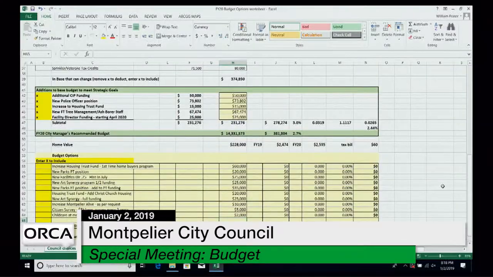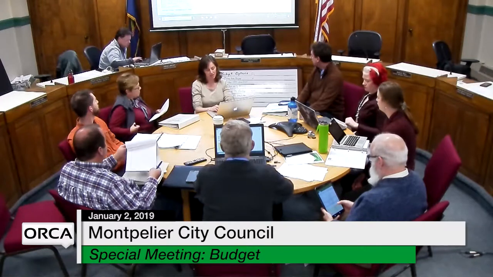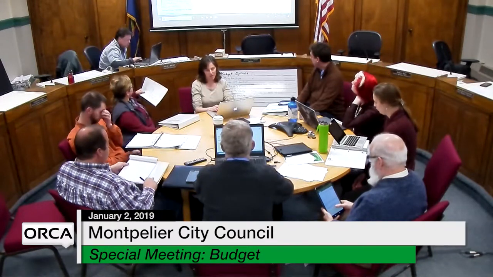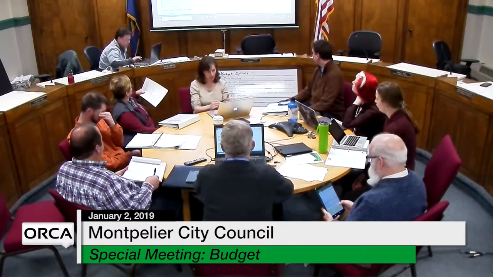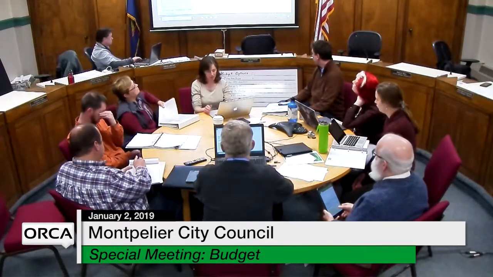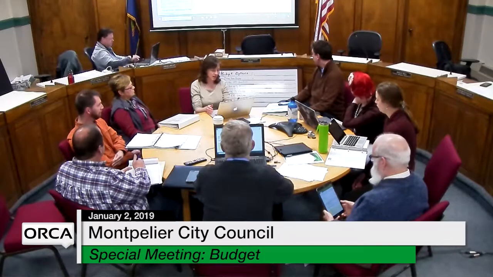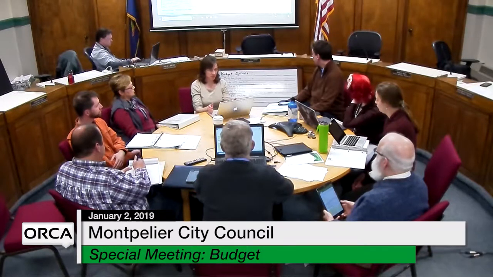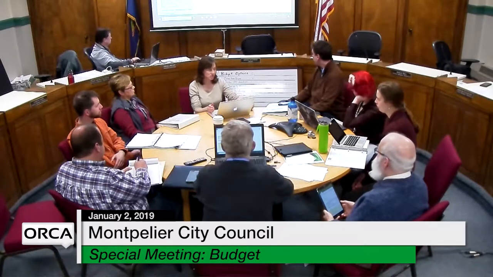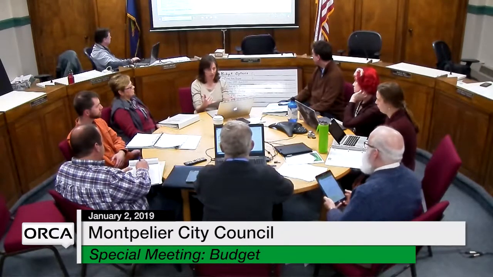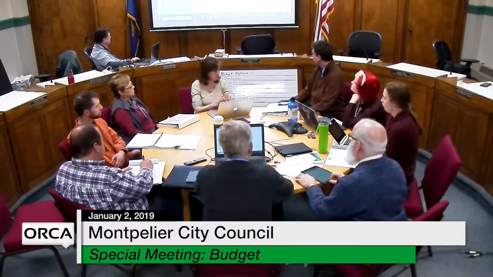I would actually make a proposal to change something here, which is up in the first line there, additional CIP funding. We've proposed to increase the amount we're spending there by $50,000. This is the last step that we are taking towards fully funding infrastructure. And I would actually propose that we break that up in 2 years and that we spend an additional $25,000 instead of $50,000 this year, and then look to add the remaining $25,000 the following year. So spread it out a little bit.